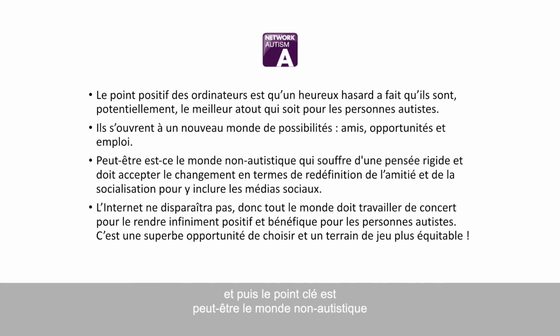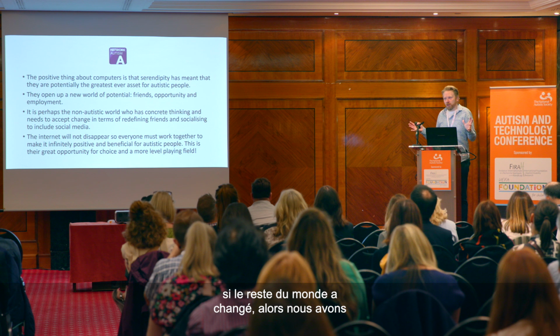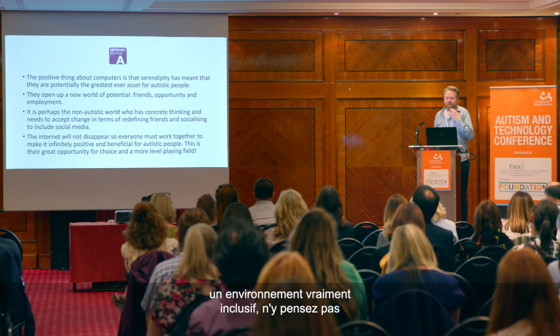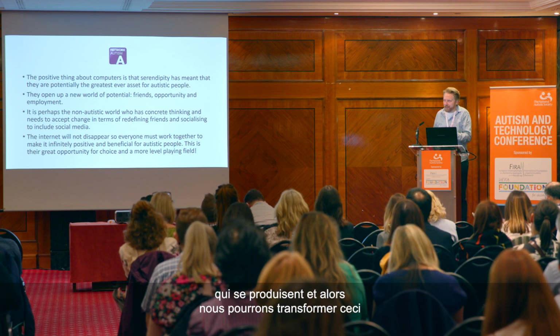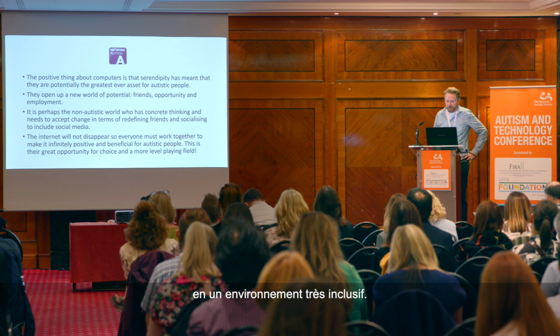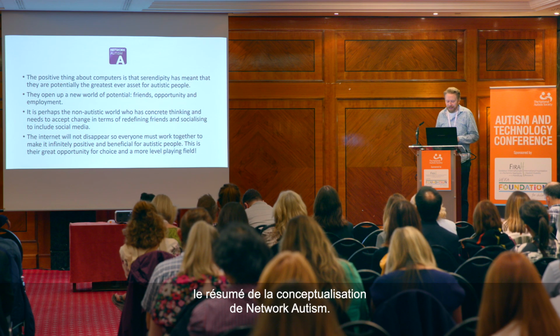And then the key point is perhaps the non-autistic world, which has concrete thinking, needs to accept change in terms of redefining friends and socializing to include social media. So there's a real call there from Network Autism: if the rest of the world changed, then we've got a really inclusive environment. Don't think about this in negative terms, think about the positive aspects that are occurring, and then we can turn this into a very inclusive environment. The internet won't disappear, so everyone must work together to make it infinitely positive and beneficial for autistic people. It's kind of a whole, let's level the playing field here. So it's a great conceptualization and summary from Network Autism.